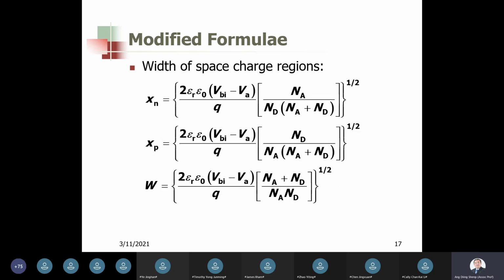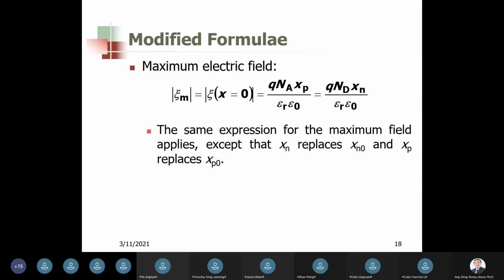So I've shown you how to modify some of the equations, so that you can continue to use those that were derived earlier. This is another example where I show you the maximum electric field. When you calculate the maximum electric field, just keep in mind that xp naught is replaced by xp and xn naught is replaced by xn.